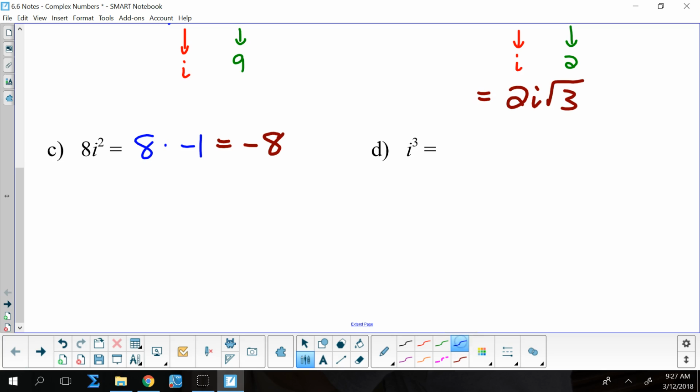So we could rewrite this as i squared times i, correct? Right? And i squared is -1, and i is just i, so this would be -i. You were thinking of the next one. Yep. Okay?